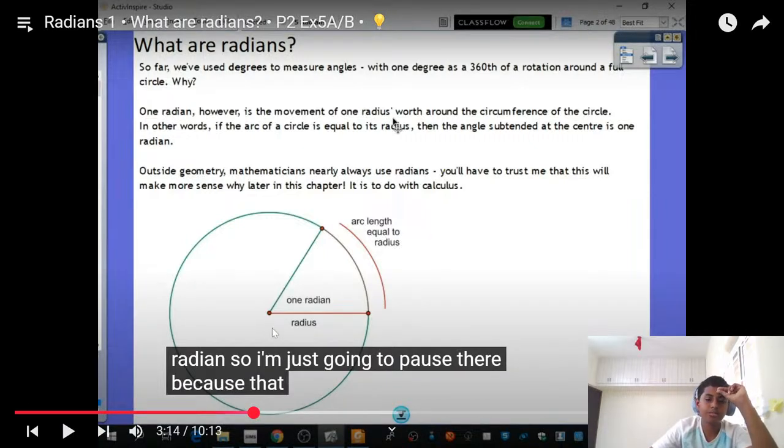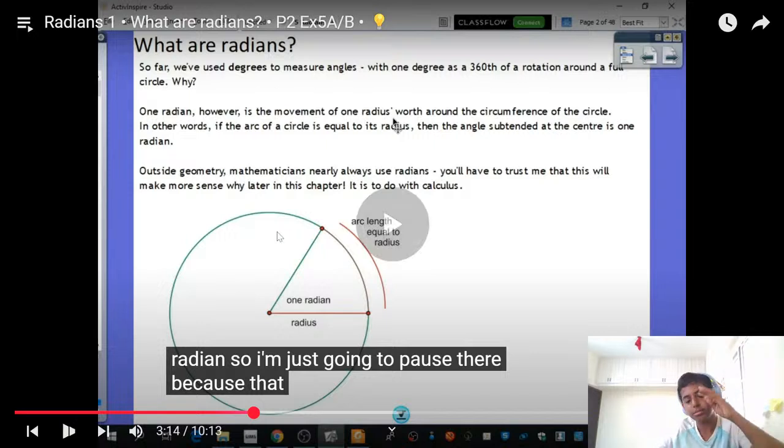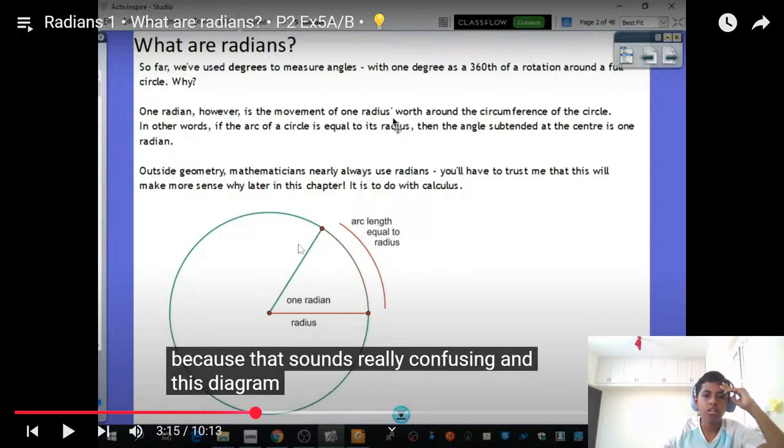So what I understand from this is the length, so the radius. Oh no, one radian is equal to the arc length equal to the radius. So if this is the radius, the arc length of the outer edge should be equal to the length of the radius. Oh, so then if it's two radians, the arc length would be twice the length of the radius. Oh, wow. Sounds really confusing, and this diagram is going to help us.